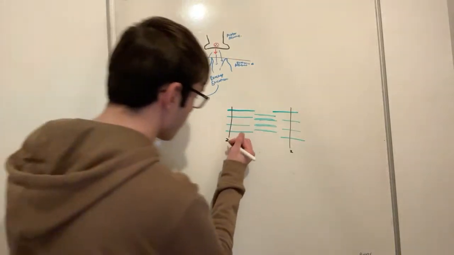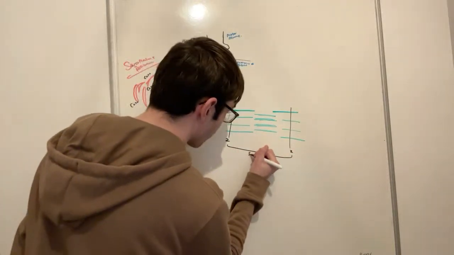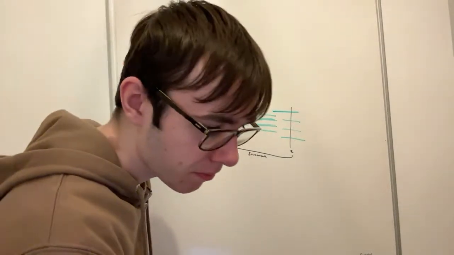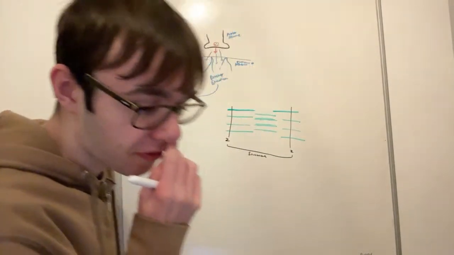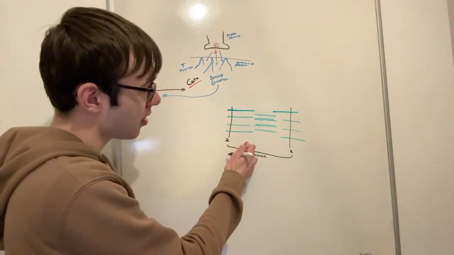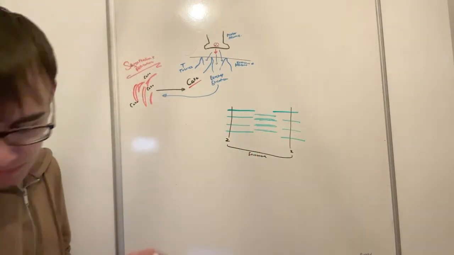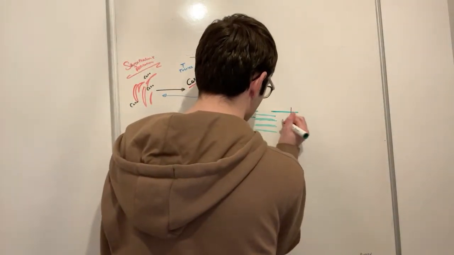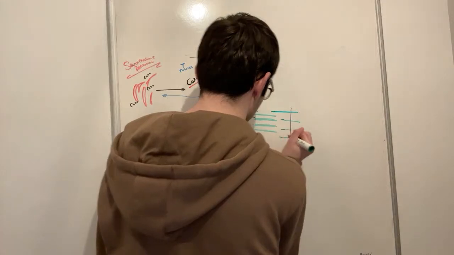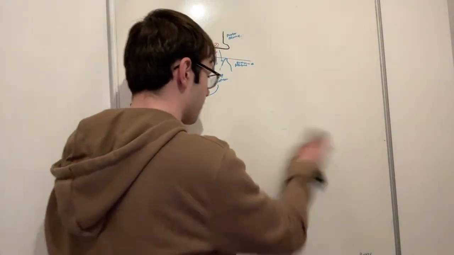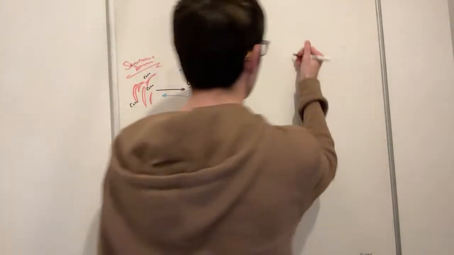Sarcomere, yeah, I was right. So that's a sarcomere, which is just the distance between two Z bands. You have your thick filaments and your thin filaments. I should probably draw these more on top of each other. In fact, I'm gonna try and draw this over here.